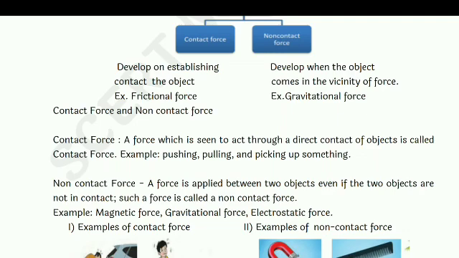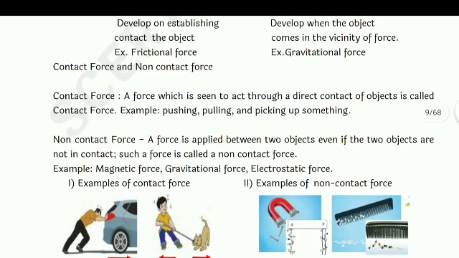A force which acts through direct contact of objects is called a contact force. Examples: pushing, pulling and picking up. Pushing a bag, pulling a car. These are examples of contact force by hands. Non-contact force: a force applied between two objects even if the two objects are not in contact. Such a force is called a non-contact force.